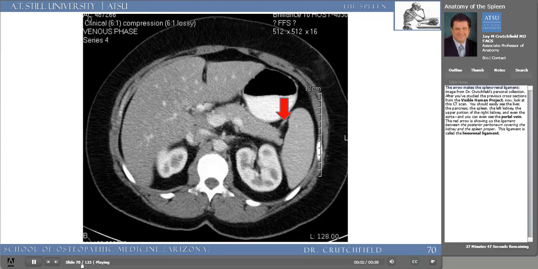After you've studied the previous cross-sections from the Visible Human project, now take a look at this CAT scan. You should easily see the liver, the pancreas, the spleen, the left kidney, the upper portion of the right kidney, and even the aorta, and you can even see the portal vein. The red arrow is showing us the ligament between the posterior retroperitoneum covering the kidney and the spleen proper. This ligament is called the splenorenal ligament.